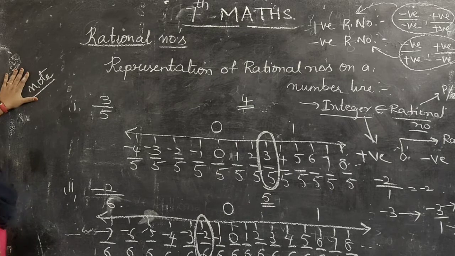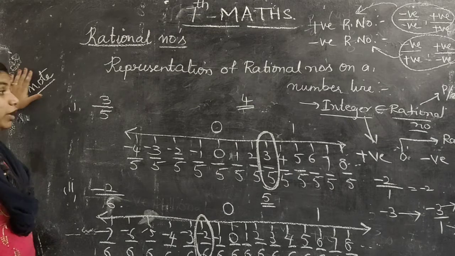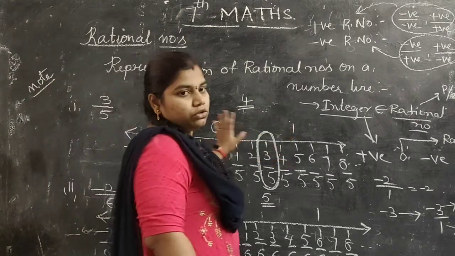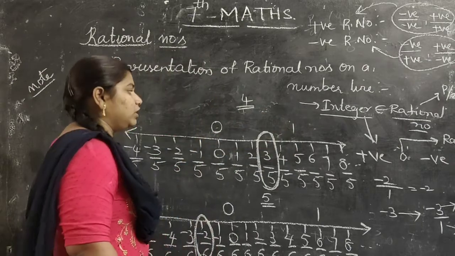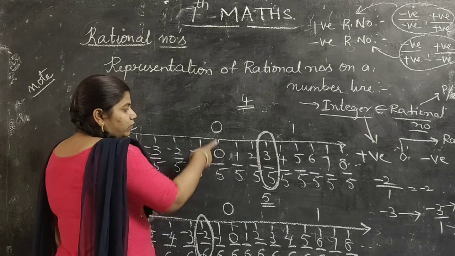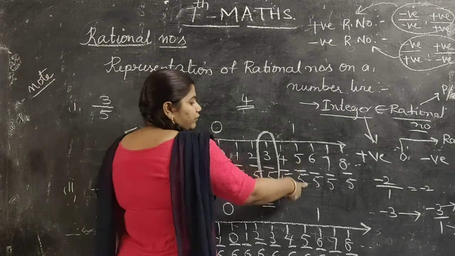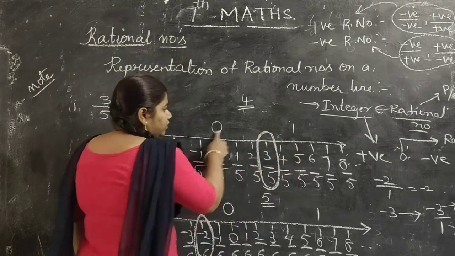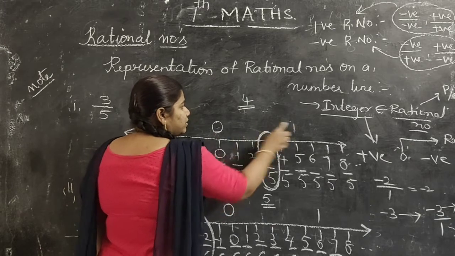And one more note point: I told you that between any two rational numbers you will be seeing infinite rational numbers. Why did I say that? In this case 0 by 5 is nothing but 0, and 5 by 5 is nothing but 1. So between these two numbers, how many rational numbers are there?